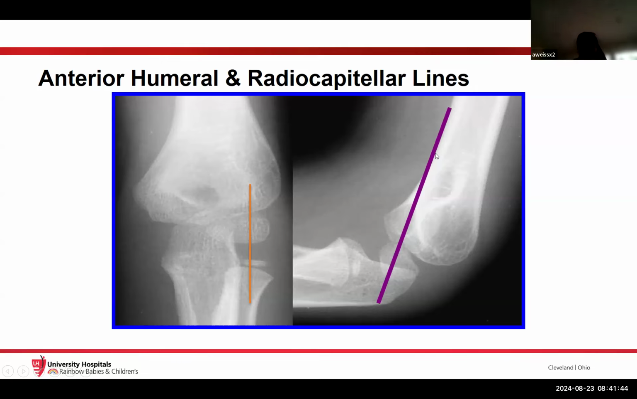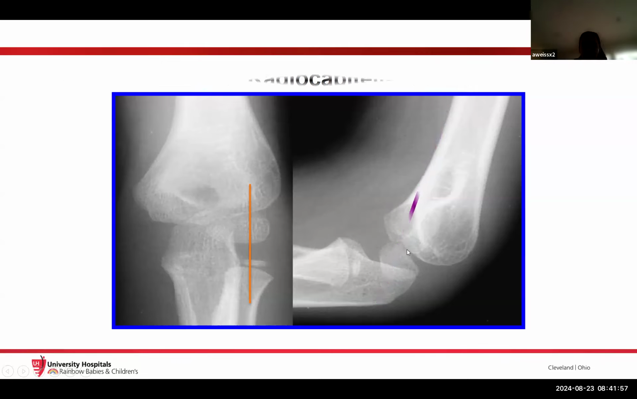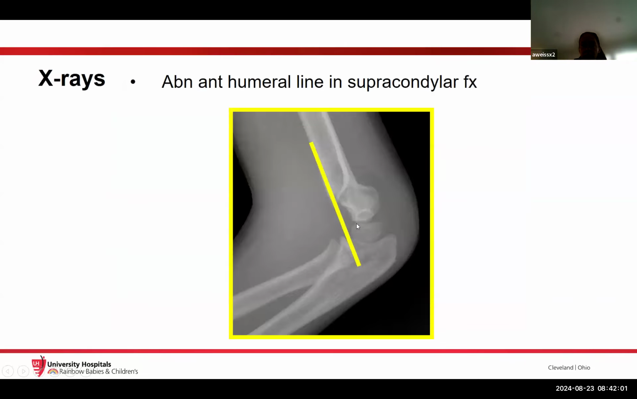And then the anterior humeral line, you draw a line through the anterior humerus, it should intersect the capitellum. So in extended supracondylar fractures, it will not do that, and those often need reduction. And then this is the radiocapitellar line on the fracture. So this is an example of the anterior humeral line not intersecting with the capitellum because this fracture is extended posteriorly. So this is going to need reduction and needs to go to the pediatric orthopedic surgeons.